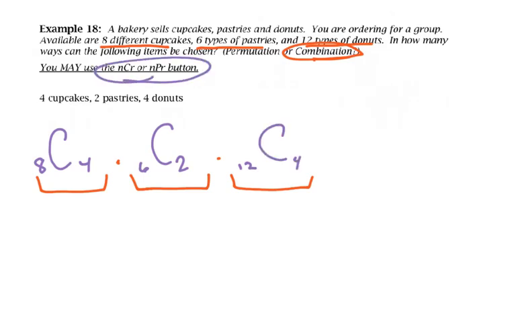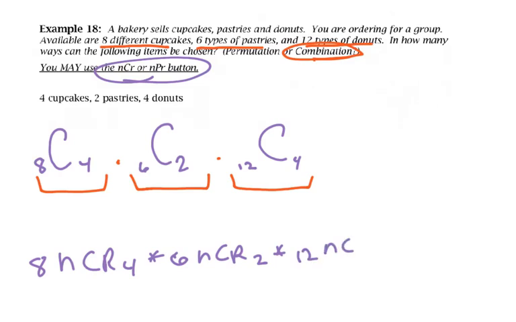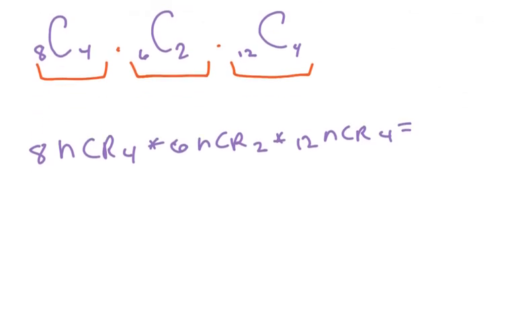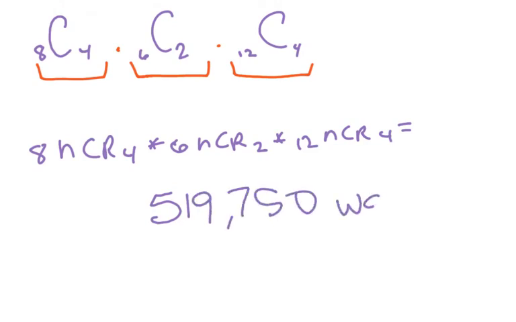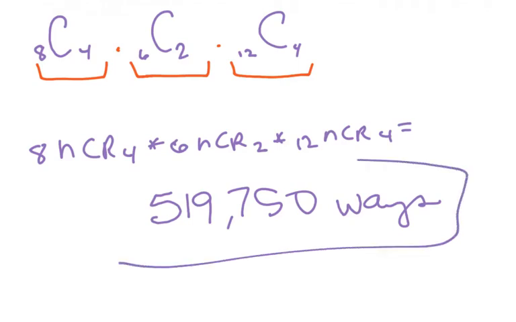So use your nCr button on your calculator and type this all in. If you do all of this correctly, you can do it all in one step on your calculator. You should have 8 nCr 4 times 6 nCr 2 times 12 nCr 4. And when you do that, pause this and make sure you can get that on your calculator. When you get that, you'll find that there are 519,750 ways you can walk out of that store and make those 10 choices. So that's a lot of ways that you can choose.